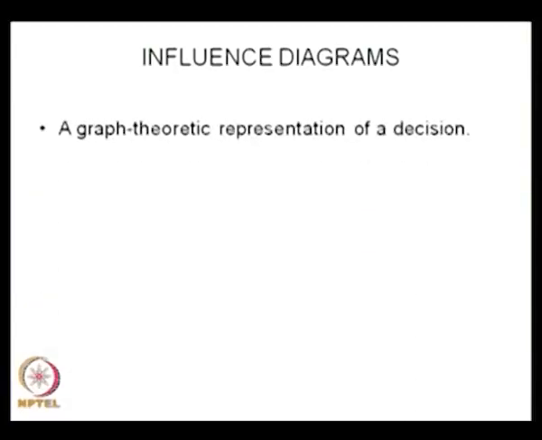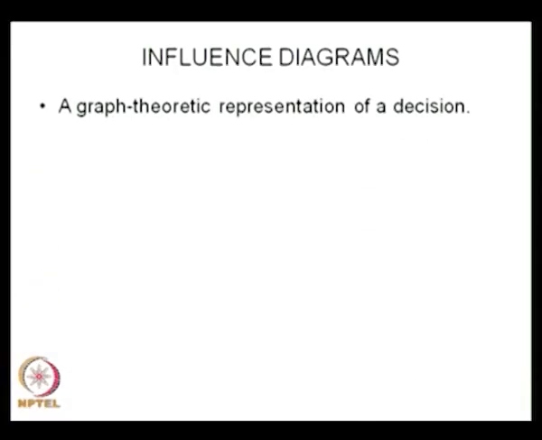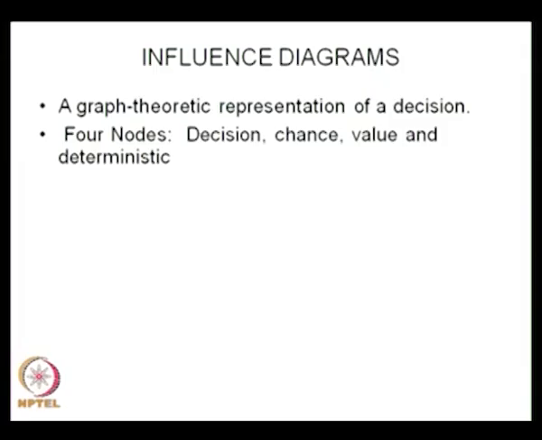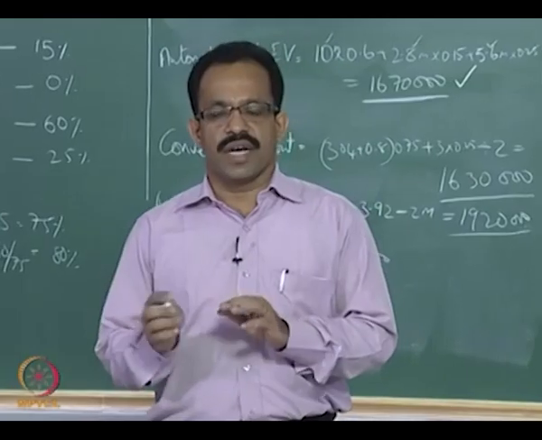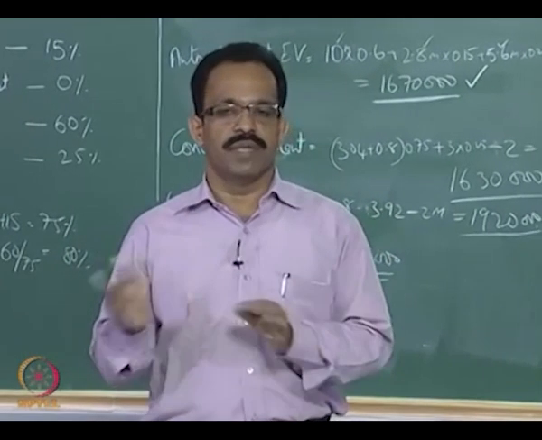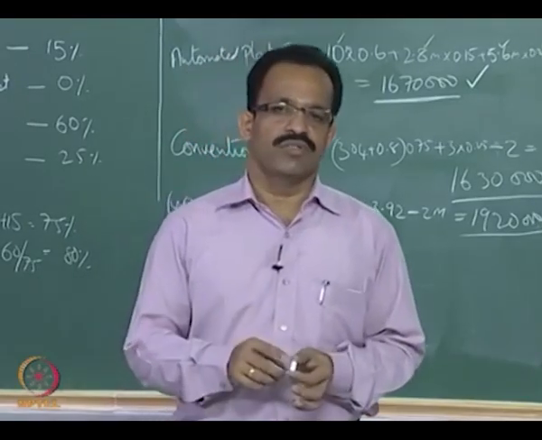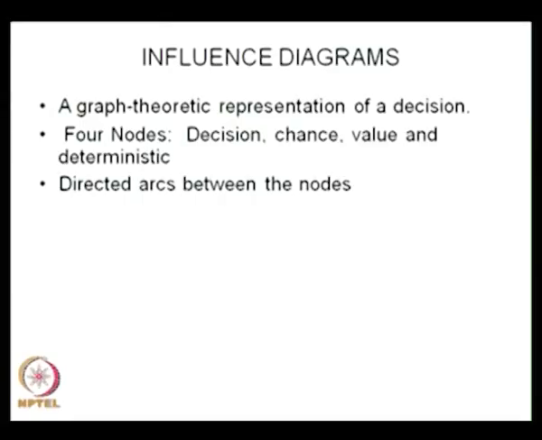As you can see here, it is a graph theoretic representation of a decision. It is more of a graphical representation, and there are 4 nodes: a decision node, a chance node, a value node, and a deterministic node. These are the 4 nodes normally used in influence diagrams, and there are directed arcs between the nodes. These directed arcs show the kind of relationship, which one is depending on the other one.